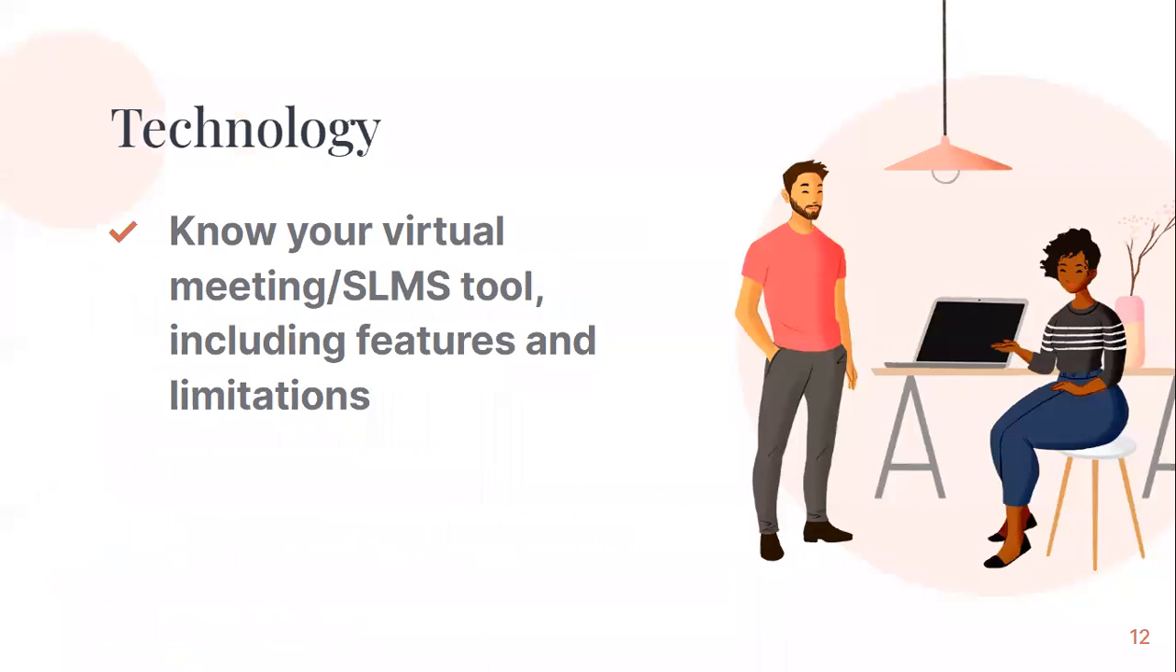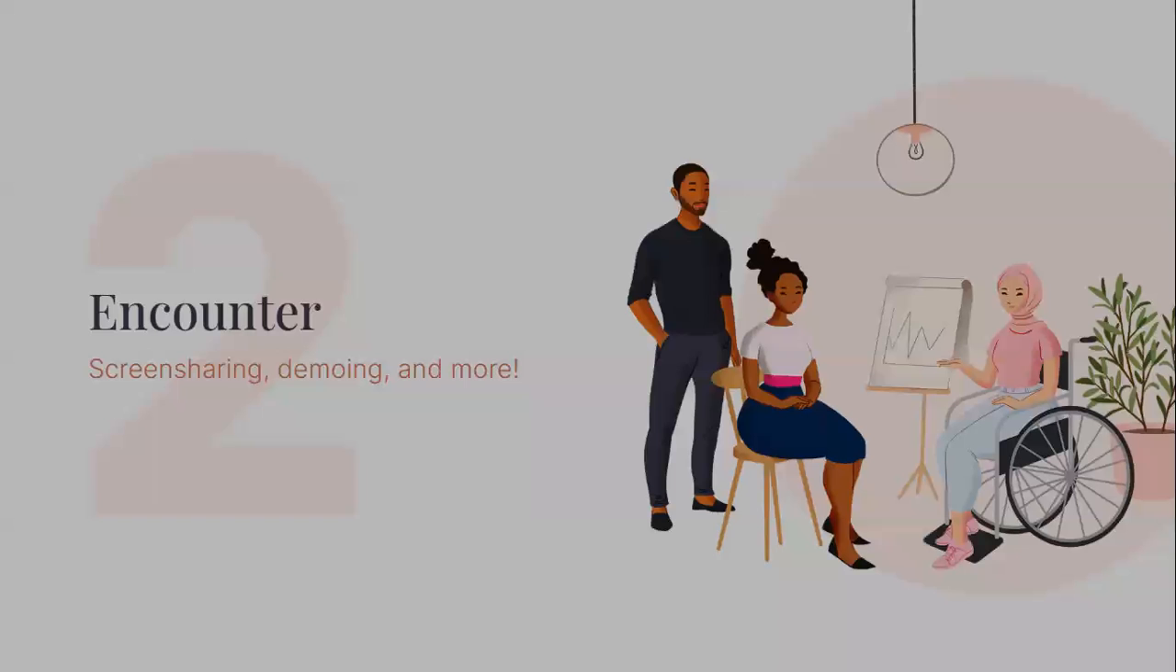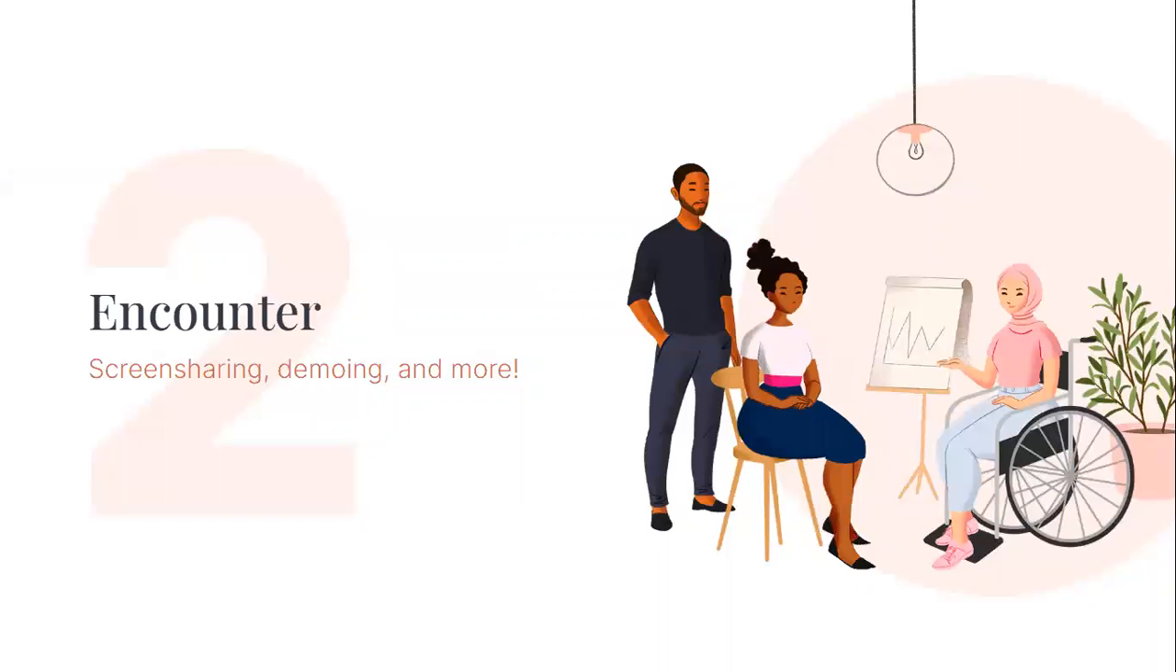So knowing your technology, we talked about that, but also its limitations, right? Thinking about the participant limit, what it can and can't do in terms of breakout rooms, and what's recorded is going to be important. Okay, so now that we've talked about prepping, getting prepared, we're going to talk about screen sharing and dimming. So the encounter part of active learning.